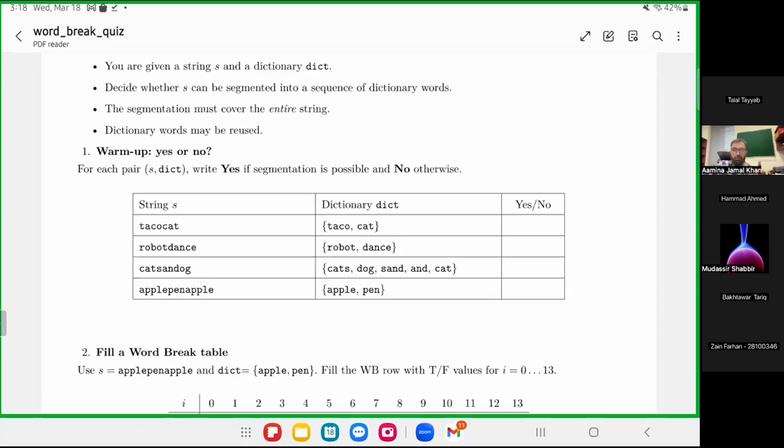Raise hands if you're done with question 1. I did not understand properly what to do in this question. Okay. You have to answer yes or no. And there are 4 instances of string and dictionaries. So given a string, you have to split it into words that are available in the dictionary. Okay. And you are allowed to use the same word multiple times.